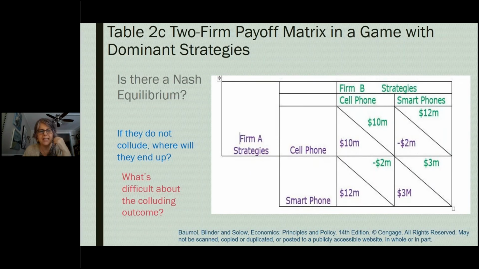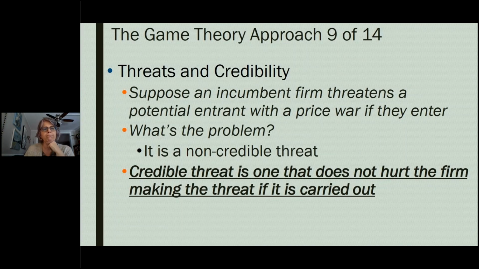I already did this one. I did it again. Yes, there is a dominant strategy. They both have a dominant strategy. Yes, there is a Nash equilibrium. We know where they're going to end up if they could collude. We know where they're going to end up if they don't collude. The difficulty about the colluding outcome is how do you motivate them not to cheat? A credible threat is a threat that if you carry it out, it's not going to hurt you.